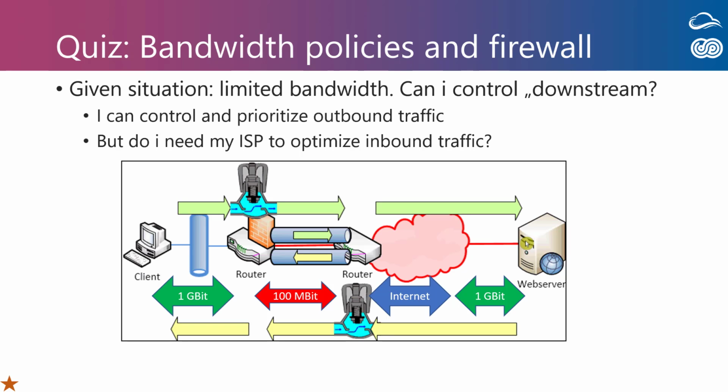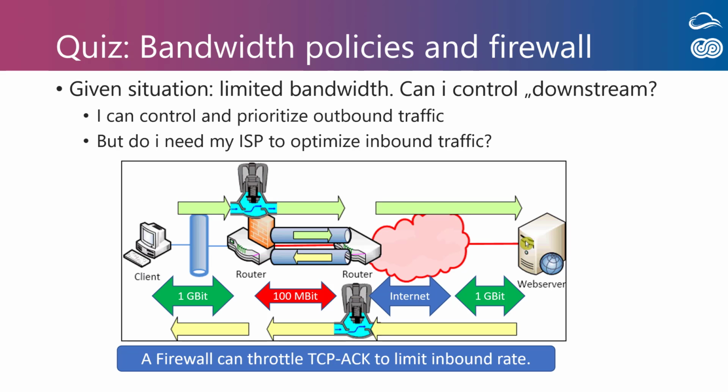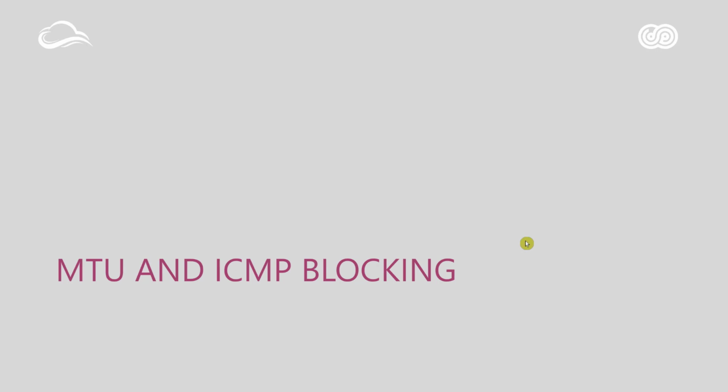If you listen carefully, you can simply delay your acknowledged packets to tell the remote side, don't send so fast, throttle down because we have a congestion somewhere. And there are firewalls out there who can do so. And that's a trick to prioritize traffic on your internet connection.